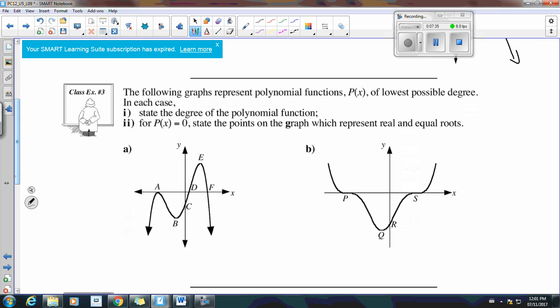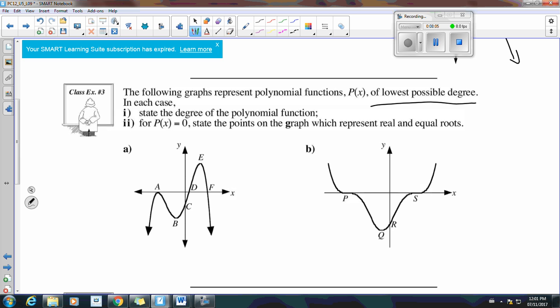The following graphs represent polynomial functions of lowest possible degree. State the degree of the polynomial function. They often put this in there so that we can rule out certain cases. So now, whenever we see something that's tangent, we're going to say it's degree 2 or multiplicity 2. Whenever we see something that has a point of inflection, we're now going to say multiplicity 3. That's how they kind of steer us in the right direction. Otherwise, there'd be numerous right answers that we could come up with for each graph.